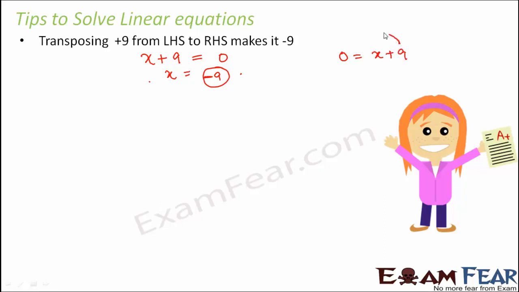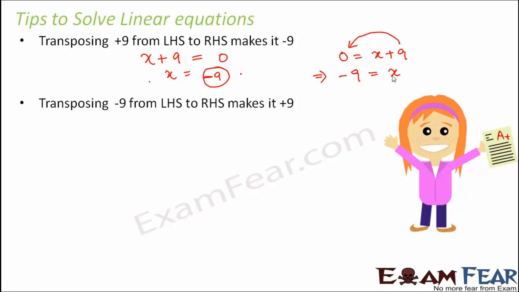In that case, maybe you would have transposed 9 from right hand side to left hand side. So in that case, it would have been minus 9 is equal to x. The second thing is, transposing a negative number from LHS to RHS makes it positive, just the opposite thing.